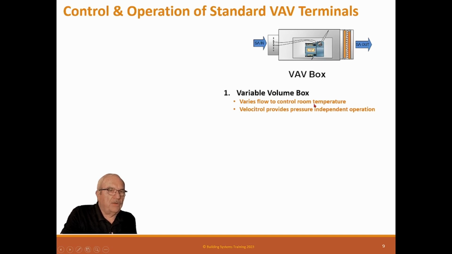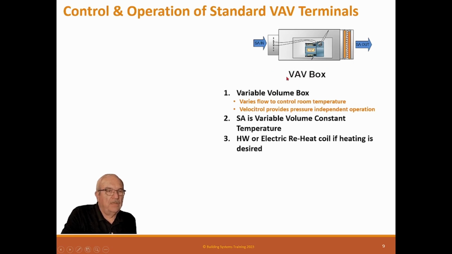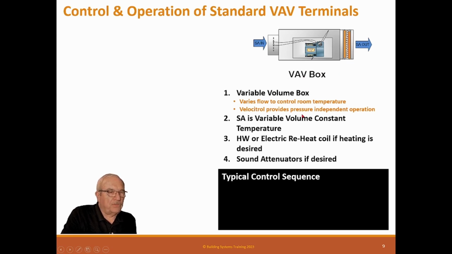And that's why we call them pressure independent, because it doesn't matter what the upstream pressure is, within reason. It has minimum and maximum pressures, but anywhere within reason, it will do its job and make it independent. Supply air is variable volume, constant temperature, because the air handler puts out a constant temperature. Hot water or electric reheat coil if heating is desired at the box. Sound attenuation if desired.